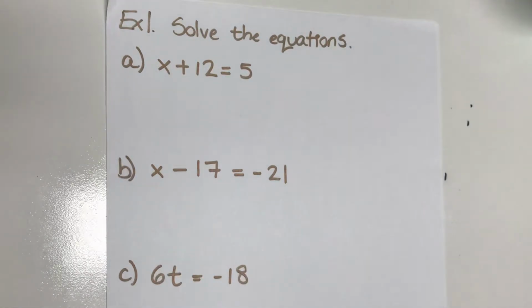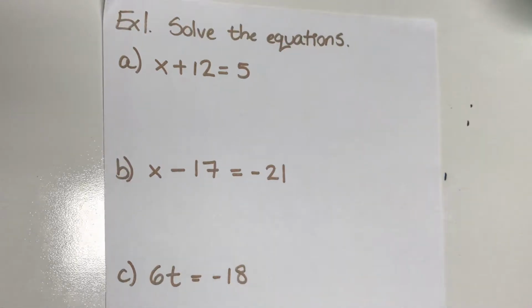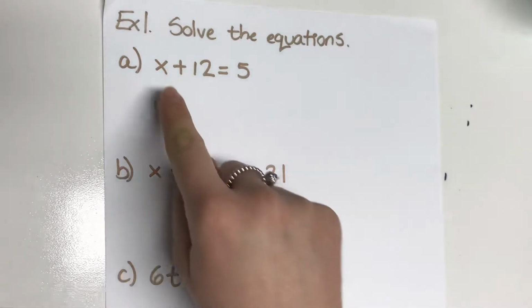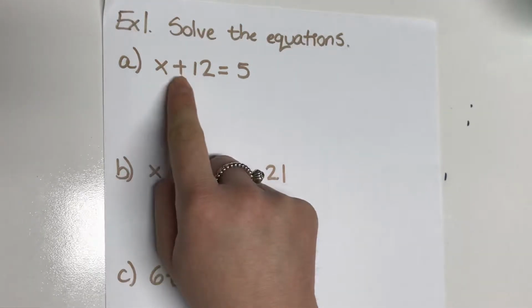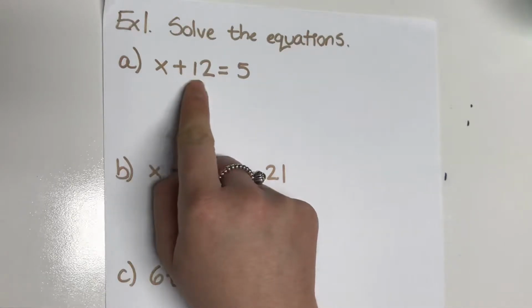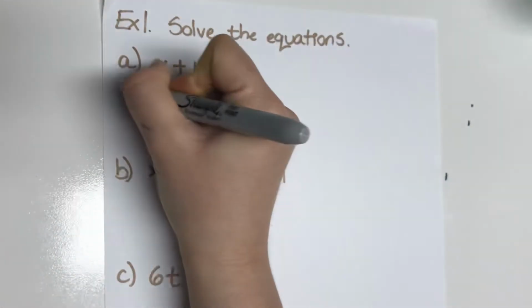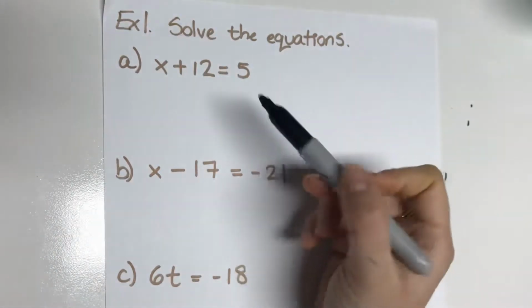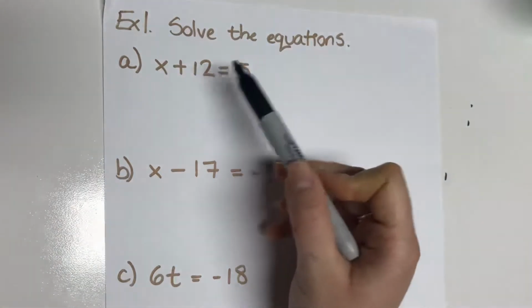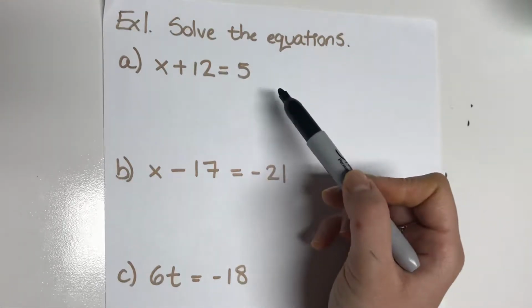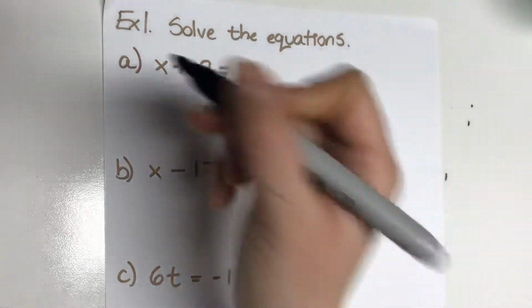And the strategy we use is called opposite operations. So whatever operation is happening here, I'm going to use the opposite. So here, x has 12 added to it. So the opposite of adding 12 is subtracting 12. So I'm going to subtract 12 from both sides of the equation. Whatever you do to one side, you have to do to the other. That's the golden rule of math.